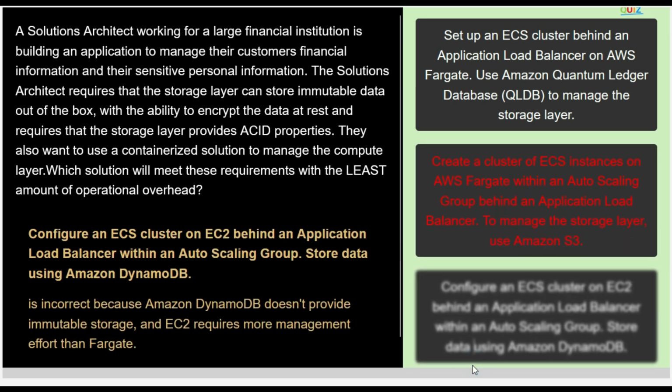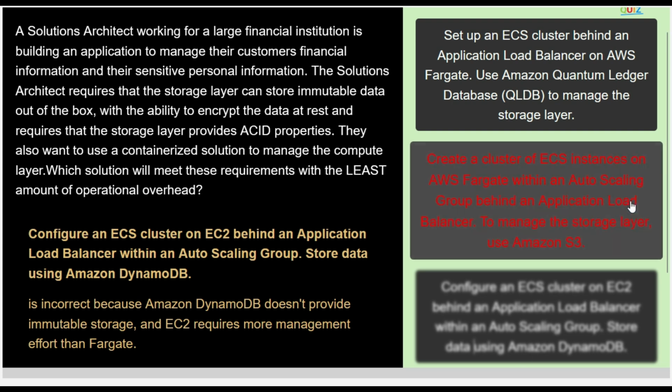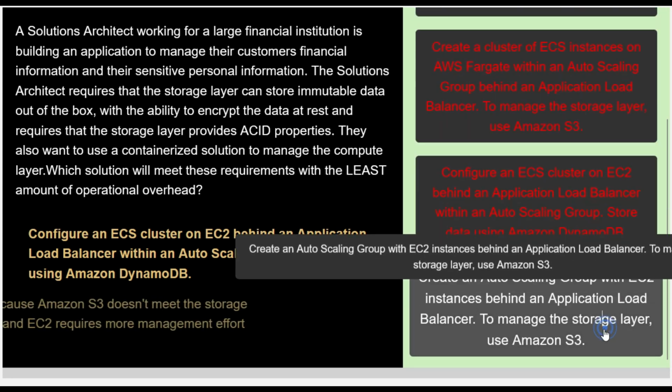Option 3, configure an ECS cluster on EC2 behind an application load balancer within an autoscaling group. Store data using Amazon DynamoDB. So this option is also incorrect because Amazon DynamoDB doesn't provide immutable storage and EC2 requires more management effort than Fargate. Okay, so option number 3 is also the wrong answer.